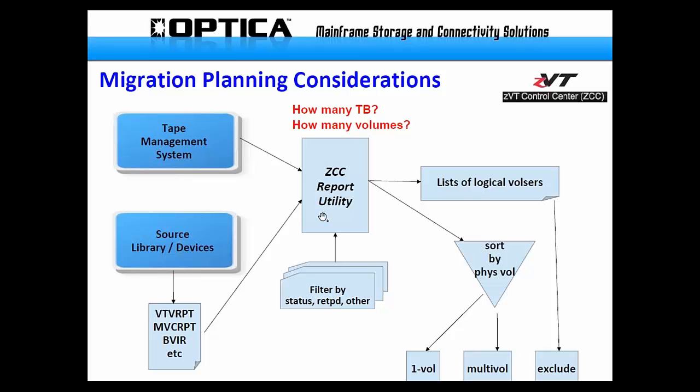And so the ZCC reporting utility takes in information from the tape management system and optionally information from the source library, the actual physical inventory of the device, the reports that are generated from that library, the BVIR reports, and then we filter them, because we don't want to copy every volume. There are certain volumes we don't want to copy.